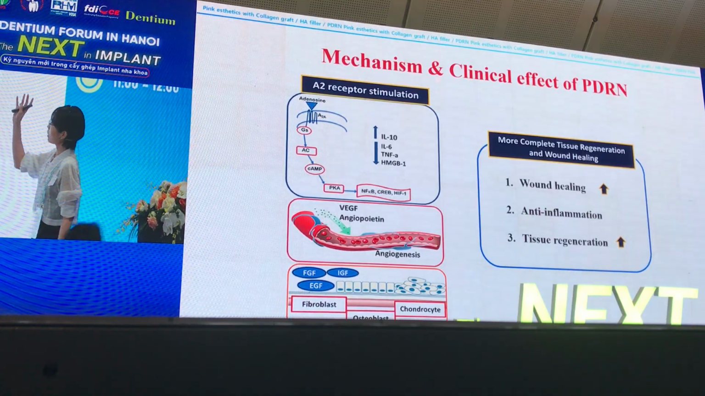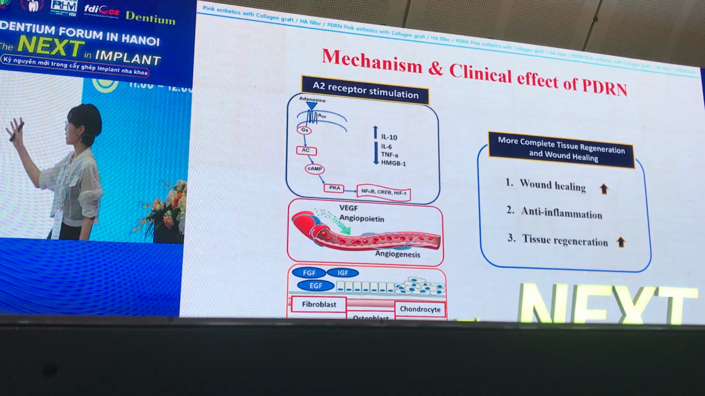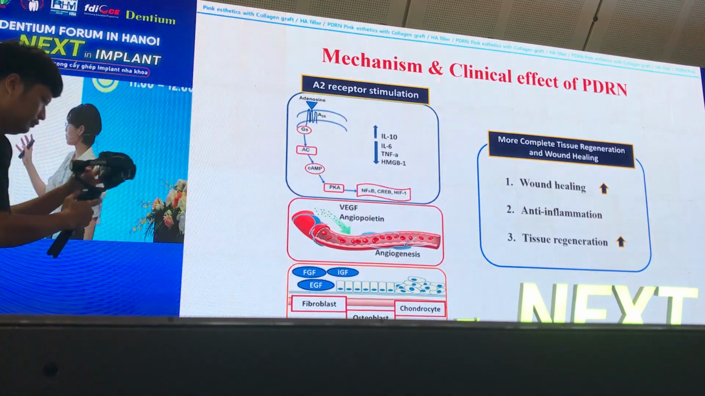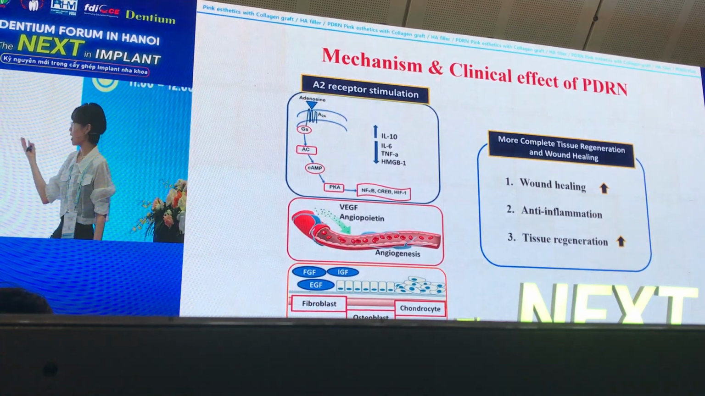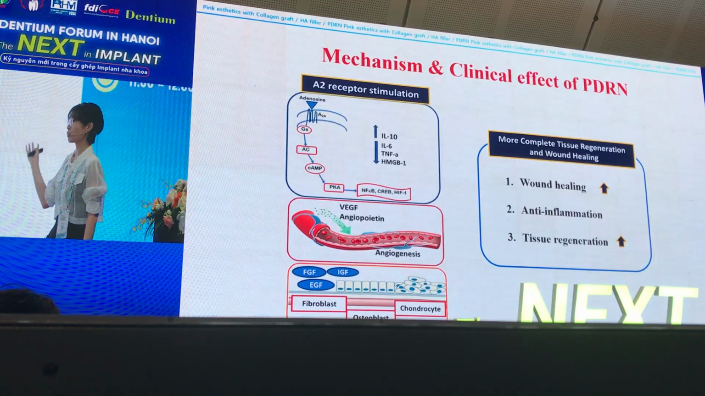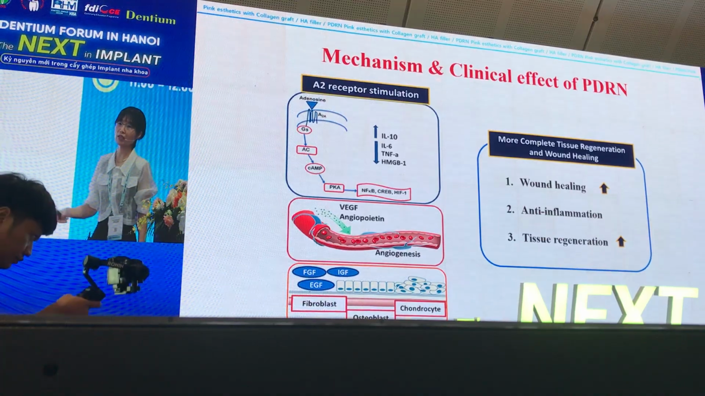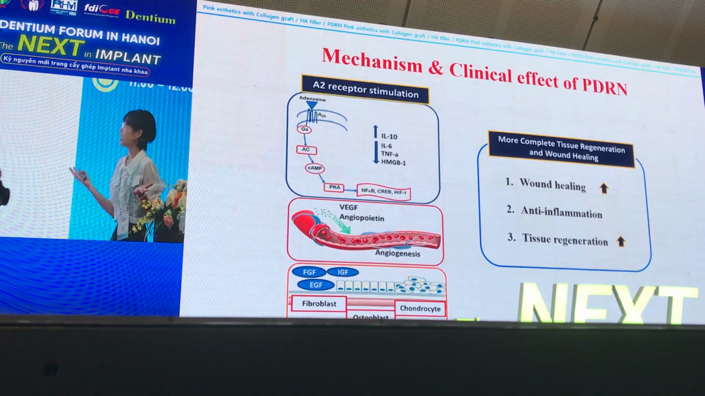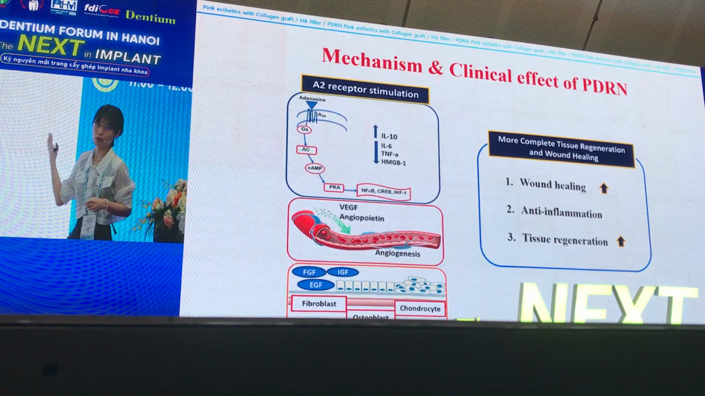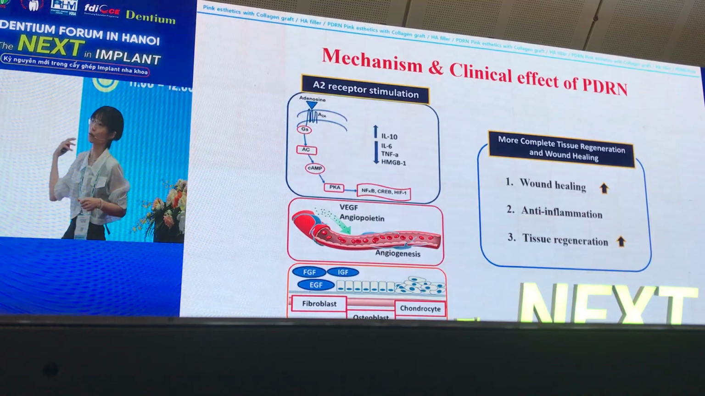PDRN binds to the A2 receptors and stimulates production. It can also stimulate the proliferation and differentiation of fibroblasts, osteoblasts, and chondrocytes. Finally, it acts in wound healing, anti-inflammation, and finally tissue regeneration.